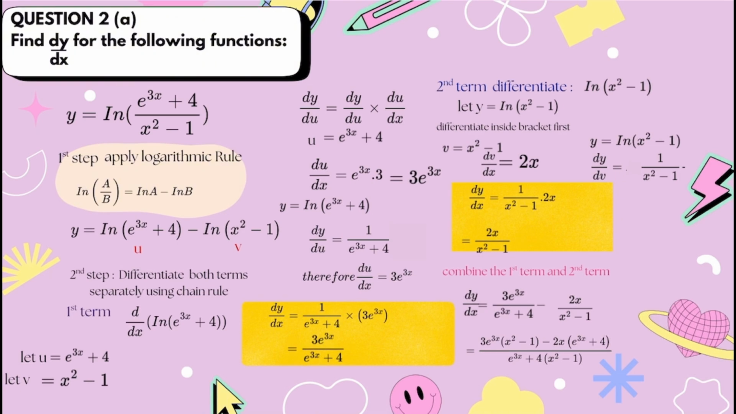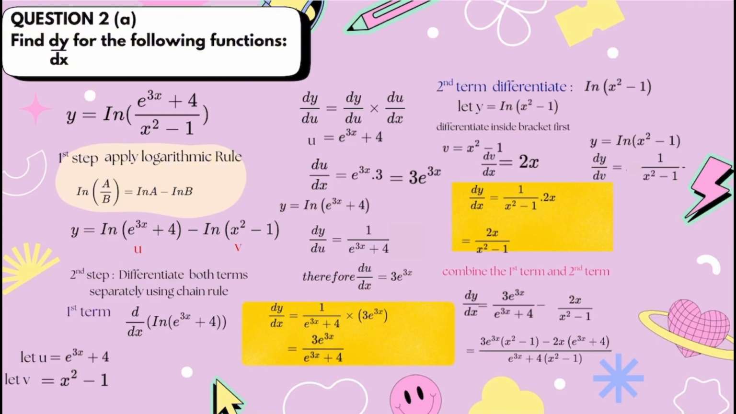So 1 divided by (e to the power of 3x plus 4) multiplied by 3e to the power of 3x. We get 3e to the power of 3x divided by (e to the power of 3x plus 4) as dy over dx of the first term. So the next step is to differentiate the second term, which is ln(x squared minus 1).